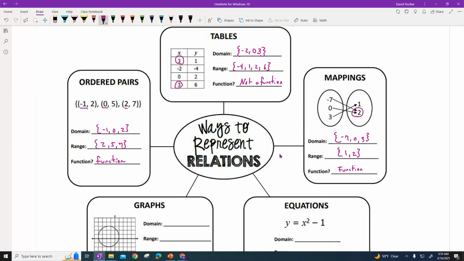If I map negative 7, 2 on a graph paper over here, negative 7, 2 would be like here. But then 0, 2 would be like right here. So if I did the vertical line test, it's not going to hit each other, even though they both have a 2. They're different on the x-axis, okay?